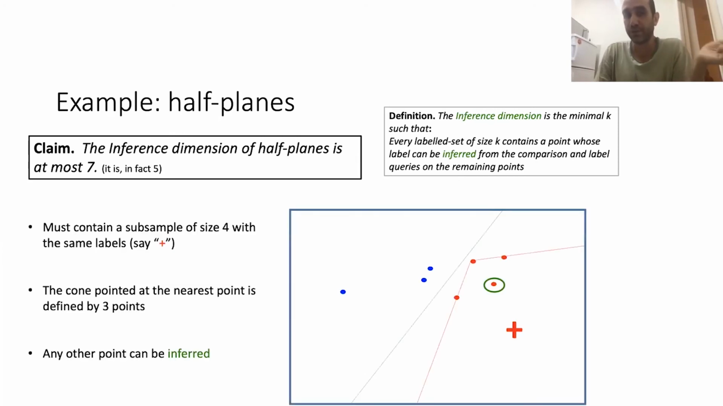So you give me 7 points. So there must be 4 points with the same label, right? We have 2 labels, we have 7 points, we have the pigeonhole principle, so we have 4 points with the same label.